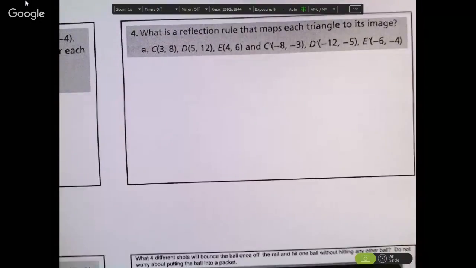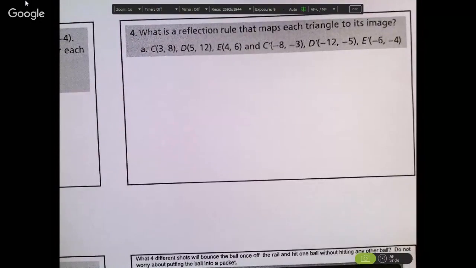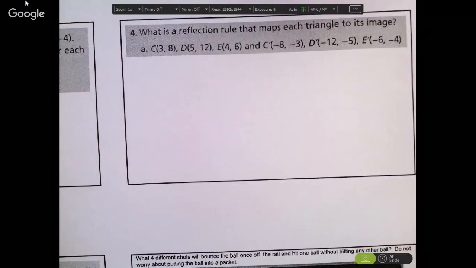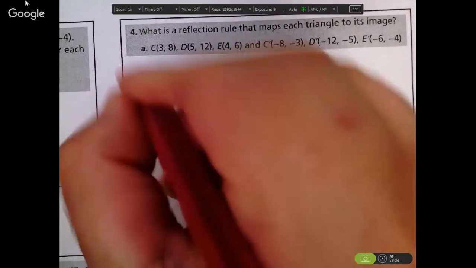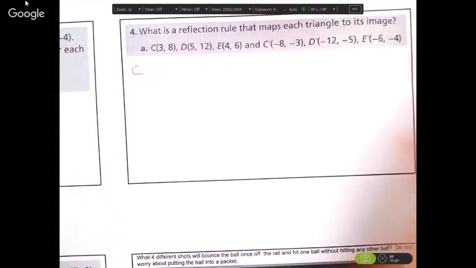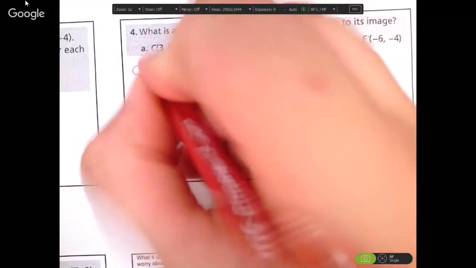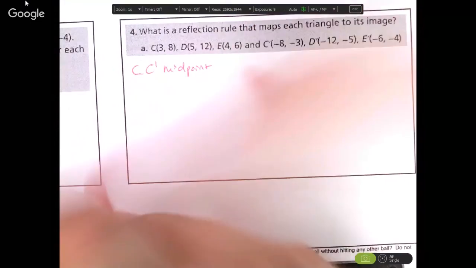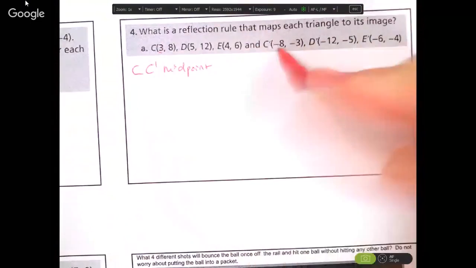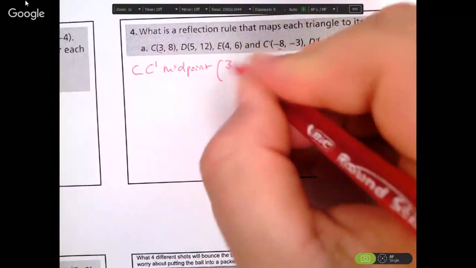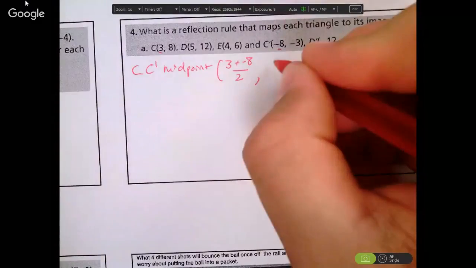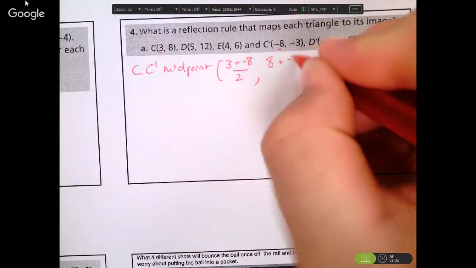Okay, you forgot the midpoint equation? The midpoint is the what of the points? What word did I use? Average. It's the average of the points. So if we want to find C and C prime's midpoint, it's going to be adding our x's. So our midpoint is 3 plus -8, and if it's the average, we divide by 2. And 8 plus -3, divide by 2.